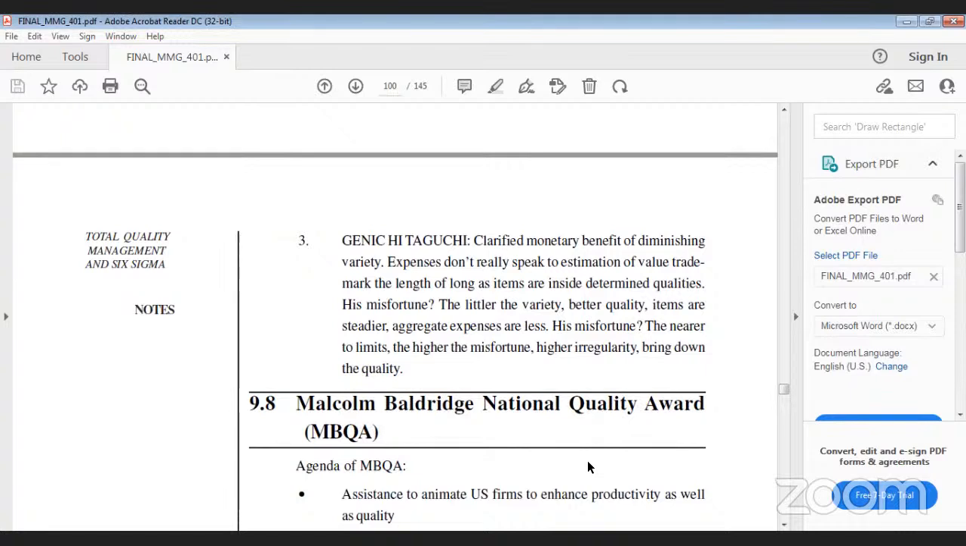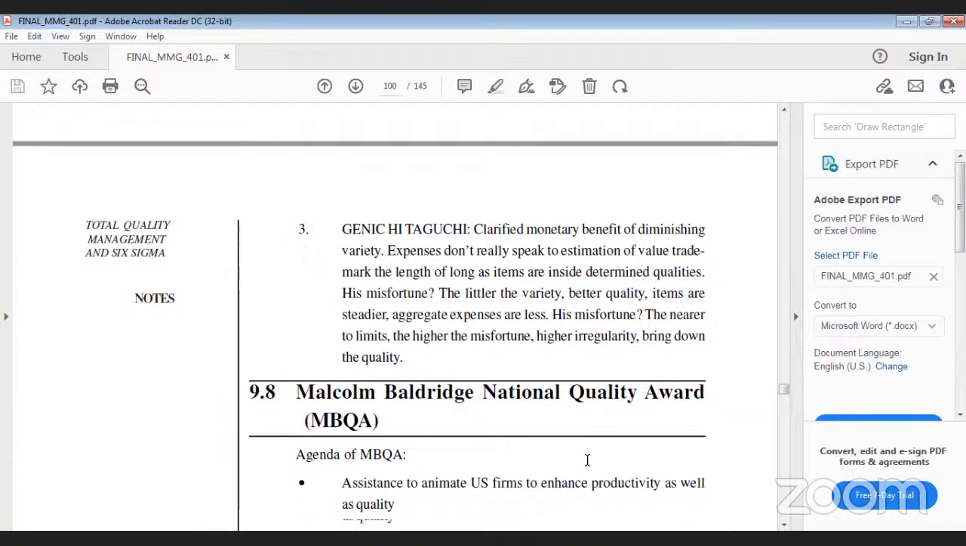Expenses do not really speak to the estimations of the value of trademark or length, as long as atoms are inside determined qualities. His misfortune: the littler the variety, the better the quantity and quality, atoms are steadier, more aggressive, expenses are less. The nearer to the limit and the higher the misfortune, the higher the irregularity and the lower the quality also. So these were some historicals he has given.